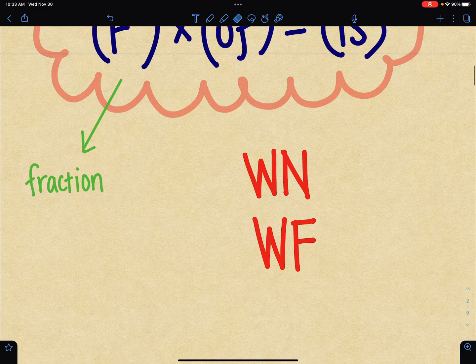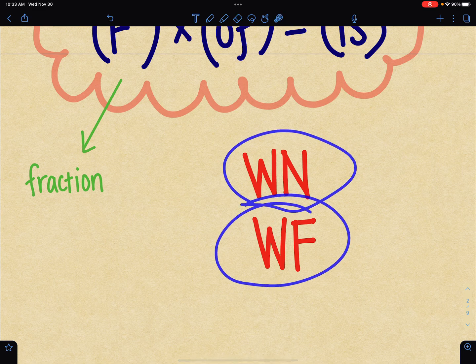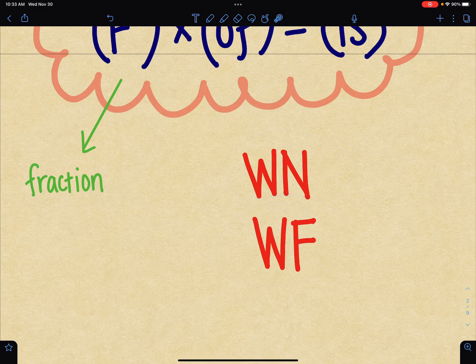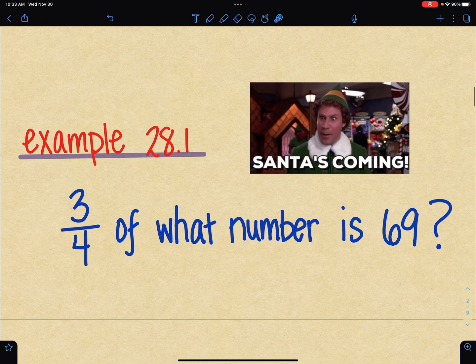So just Wn is what number, Wf is what fraction. Okay? And in these types of problems, we're going to avoid using the variable x because they said that's kind of a meaningless variable. So let's jump into an example and see how we can put this to work.